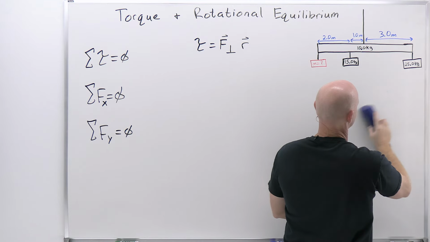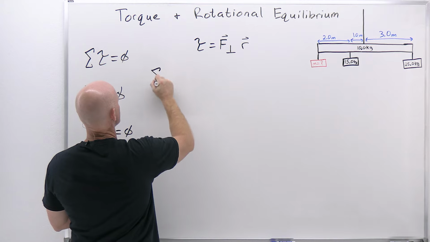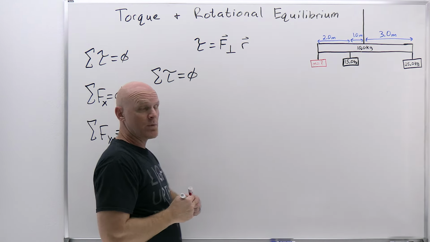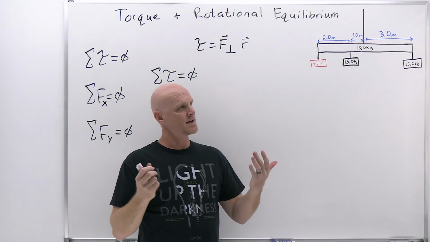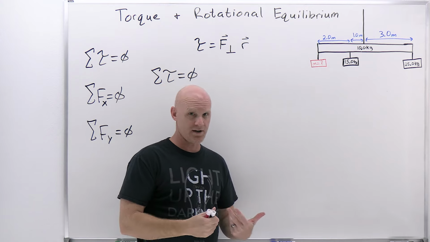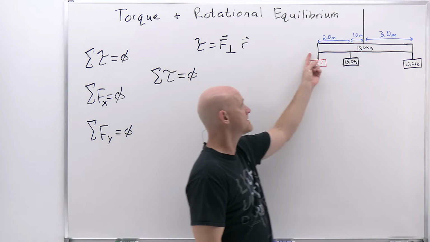So once again, conditions for rotational equilibrium. The first is that the sum of the torques adds up to zero. And once again, we have to choose the axis of rotation. We can choose it to be anywhere for a system in equilibrium. This thing's not actually rotating, so you don't have to choose the place it's likely to rotate, but any place along this platform.